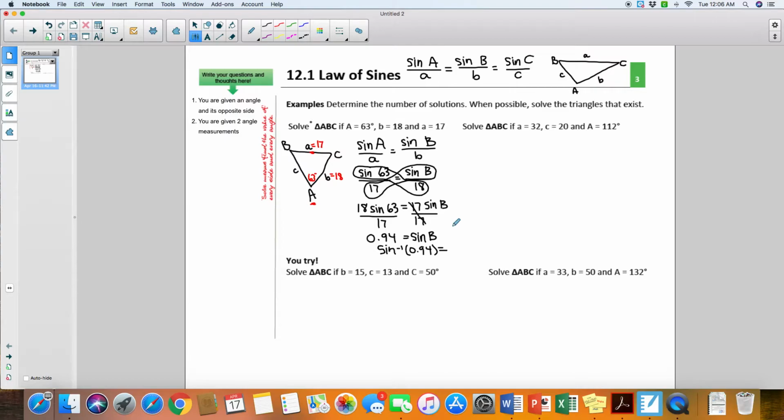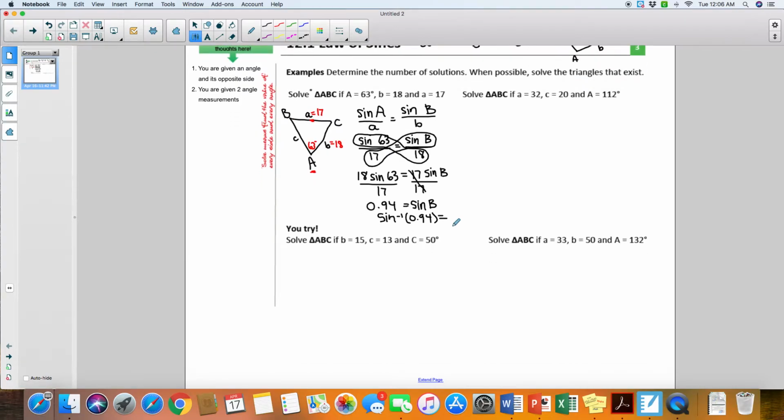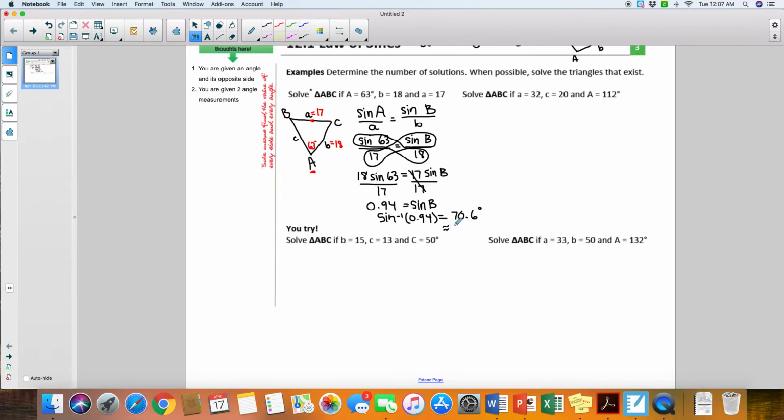To get to the inverse options, normally you have to press the second button. If you're using a scientific calculator, you would press the second button and then press sine, and you would get sine to the -1. Then you could just type 0.94 into your calculator and you would get approximately 70.6 degrees. Okay, but I'm going to go ahead and round that up to 71. So that means angle B is approximately 71.